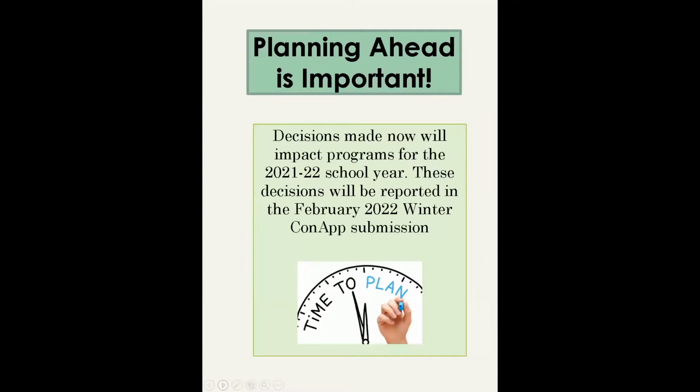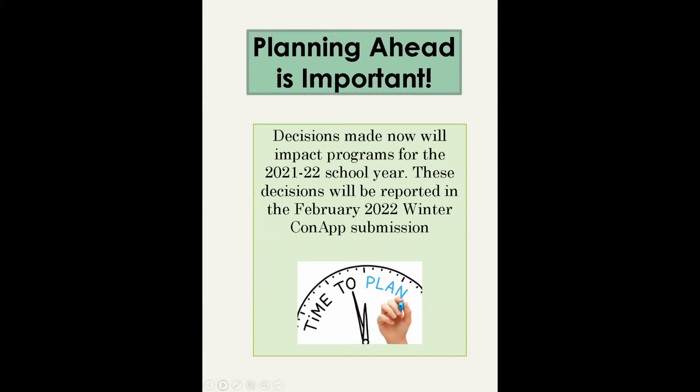So because of that, planning ahead is important. The decisions you make now are going to impact your programs for the coming year. And a lot of those decisions are reported in February, so they don't pop up. You don't really know what's going to be reported unless you go back to last year's consolidated application that you just submitted in February. So if you're brand new, I'd recommend you go back and look at what was submitted in your February submission, so you get an idea of the kinds of things that'll be reported.